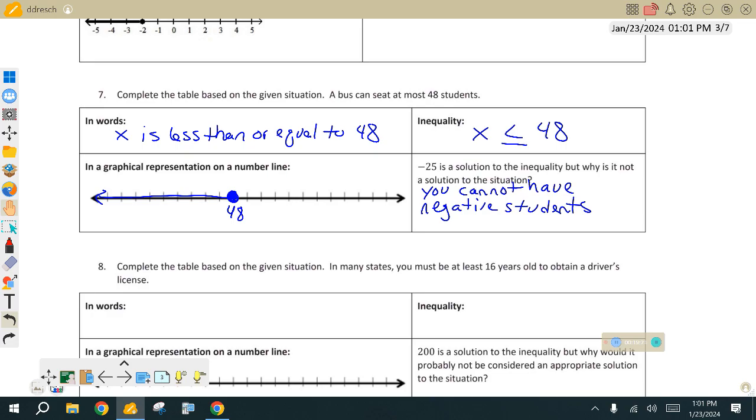Where do you think this actually would stop? What would be the lowest number you think would be appropriate? What would be the lowest amount of students that would be appropriate? One. Or 0, right? 0 would be the most appropriate place to stop or start that inequality, because when the driver starts the bus route, how many students are on the bus? Zero. They pull out of the garage, they're at 0.